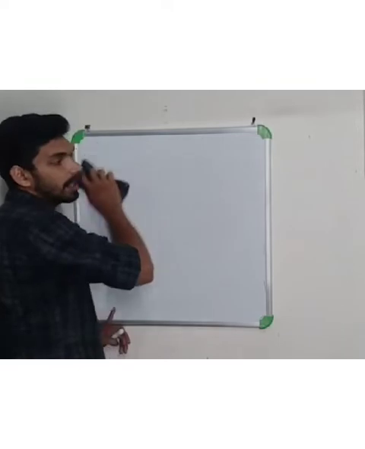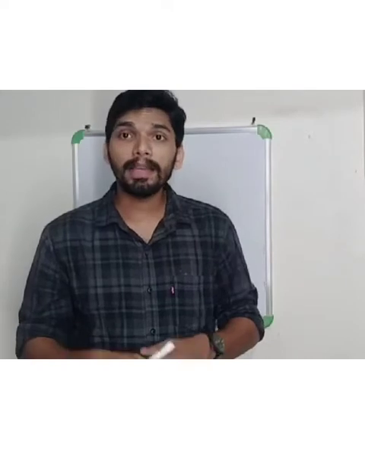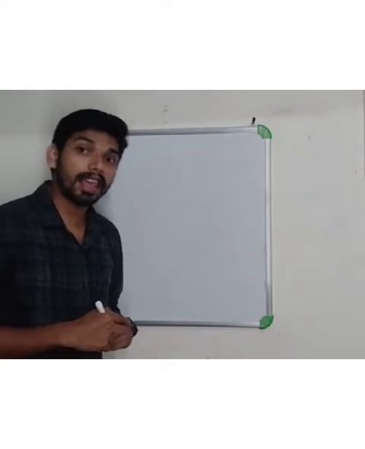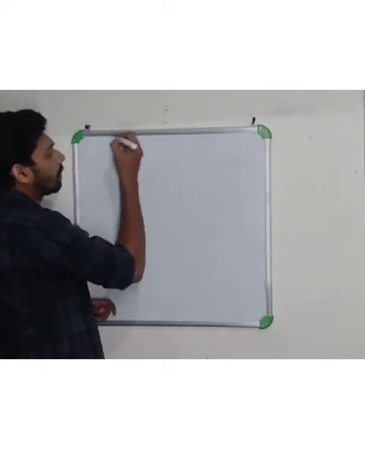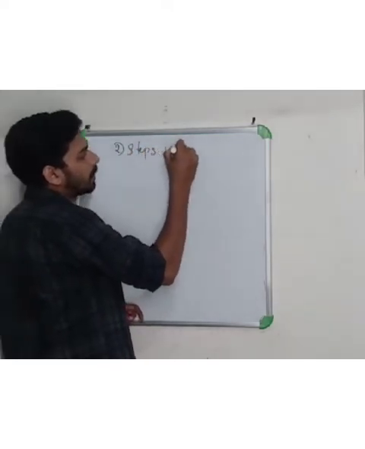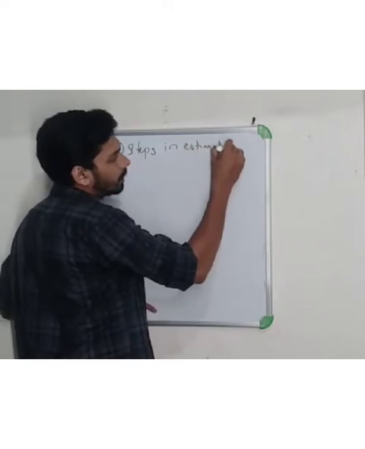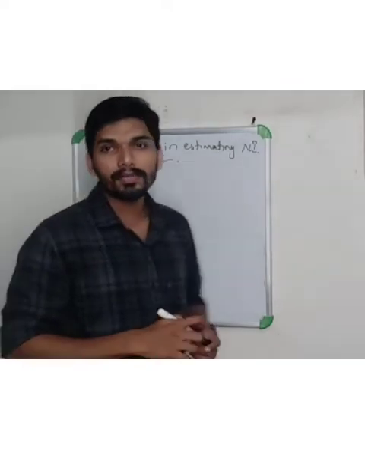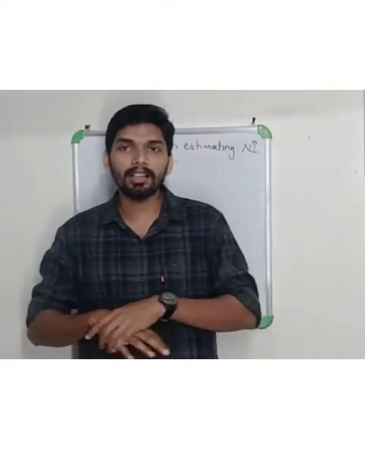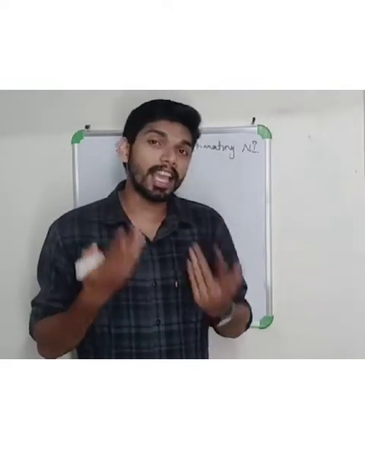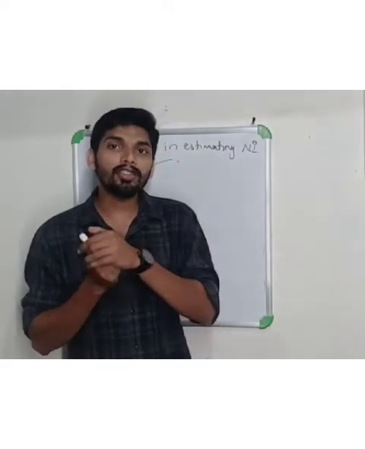This is the first heading, so the first subheading is over. That is the method of estimating national income. Now the second important heading is the steps in estimating national income. Which are the important steps associated with the calculation of national income? There are different types of steps associated with the calculation of national income.